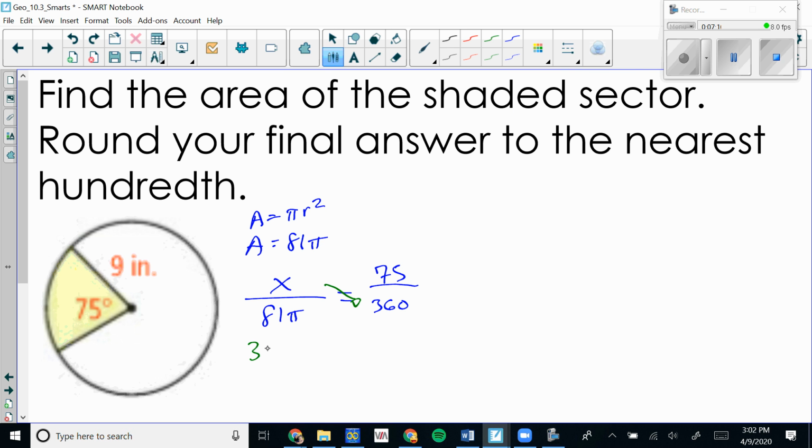360 times x is 360x, and 81 times pi times 75. Let's see here. 81 pi times 75 is 19,085.175, and it goes on forever, but I'm just going to leave that in the calculator like the other one and divide that answer by 360. Divide by 360, and x equals 53.01. And it's the area of the sector, so that's inches squared.